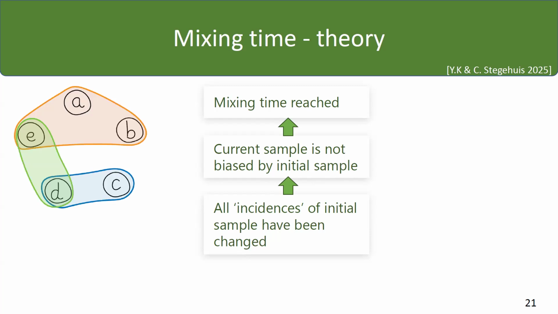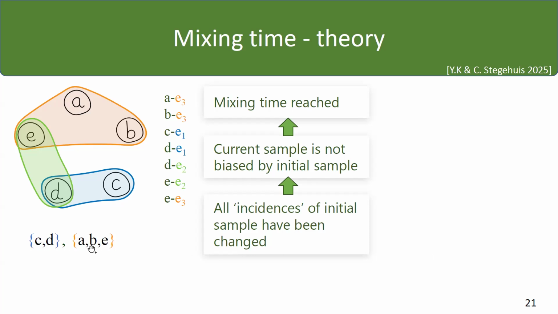This is again the initial sample. And now all these node edge pairs, these are what I call incidences. So the question is, how many steps of the algorithm do you need to perform for all these incidences to have had the opportunity to change somewhere? This is not very rigorous theory. This is just for intuition. But let's see how many incidences we can change at maximum during every step of the hypershuffle algorithm.